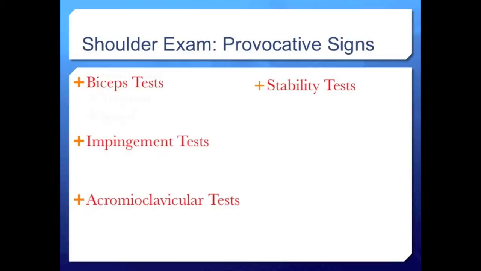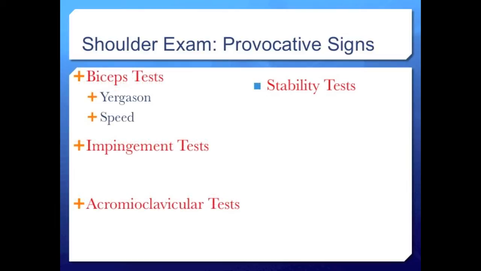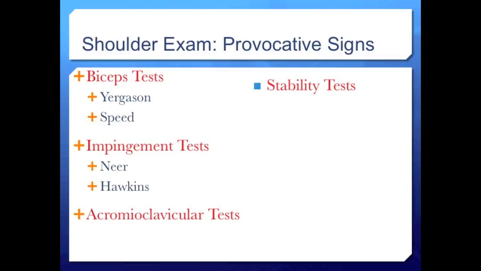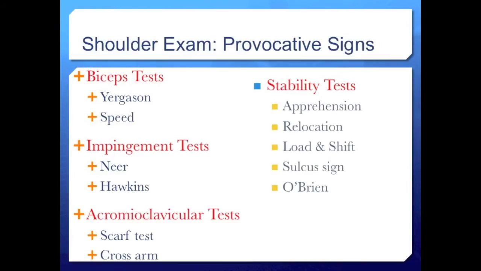For the bicep tests, Yergason's and Speed's. For the impingement tests, Neer's and Hawkins. For the acromioclavicular tests, the scarf and cross-arm tests. And finally, for the stability tests, Apprehension and Relocation, Load and Shift, O'Brien's, and the Sulcus Sign.